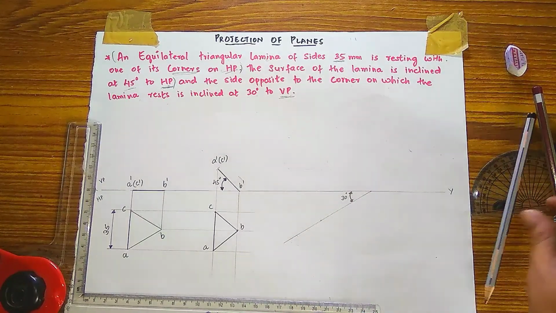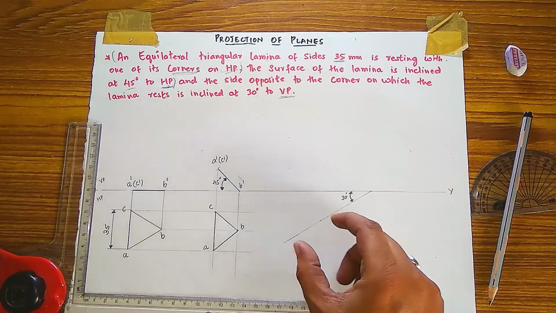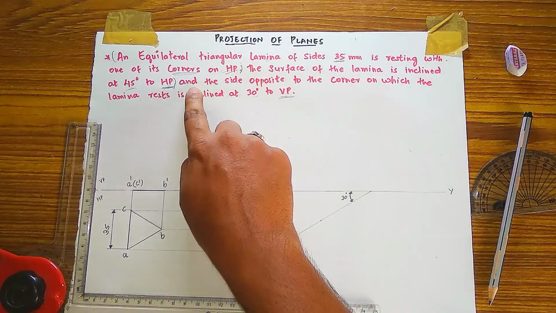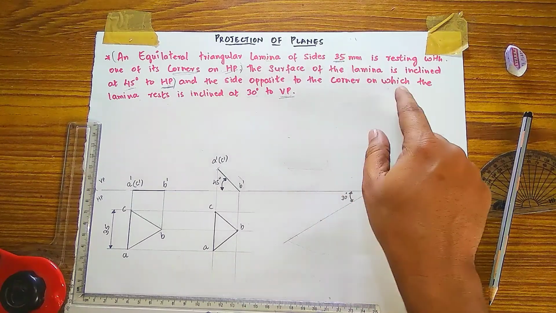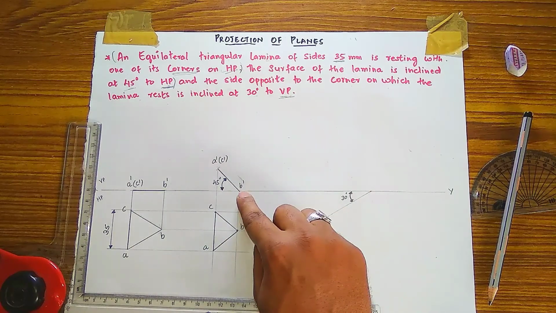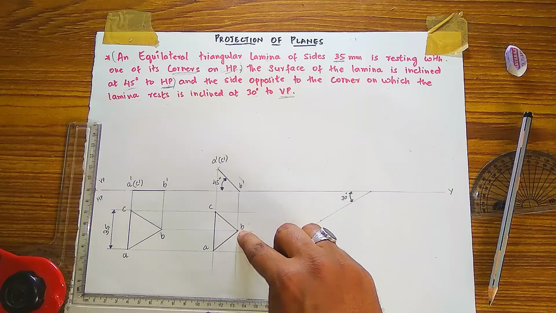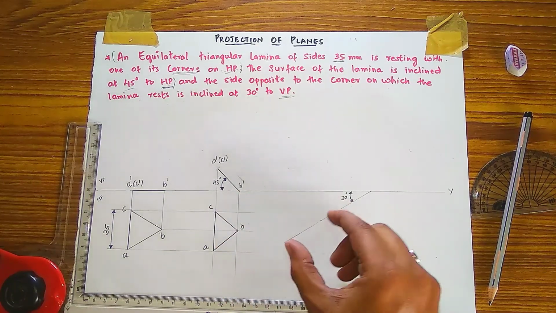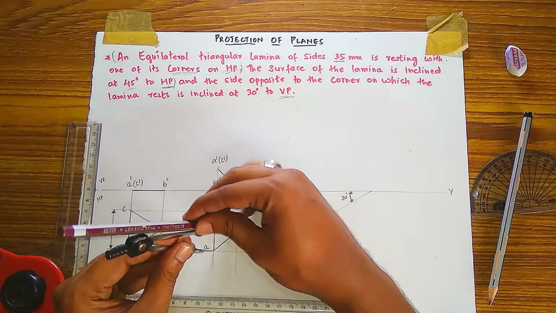Okay, now you have to copy this plane here. Which side you have to copy here, so carefully see. And the side opposite to the corner on which the lamina rests, when this lamina is resting on XY line, B dash means this is the corner opposite, the side opposite to this corner, this side we have to copy here, and you have to copy this whole plane. Okay, that is the thing in the question.